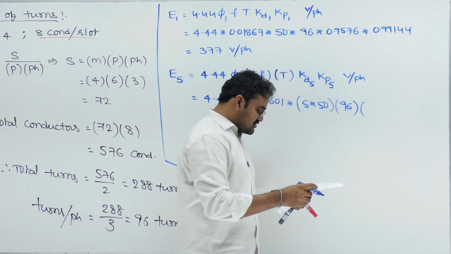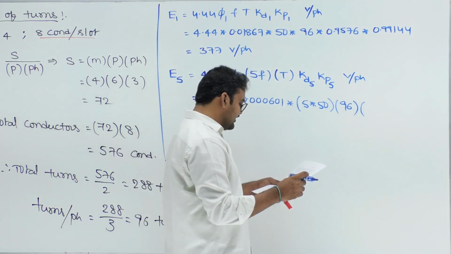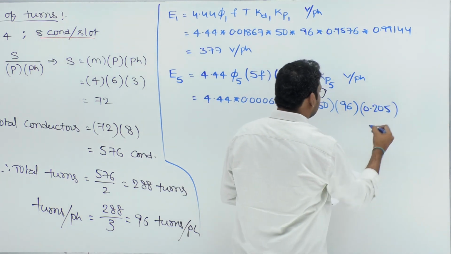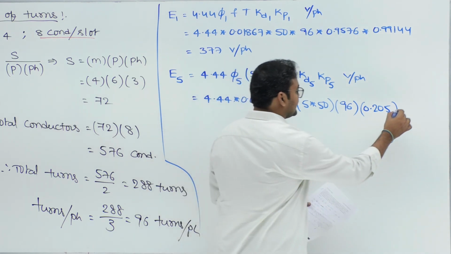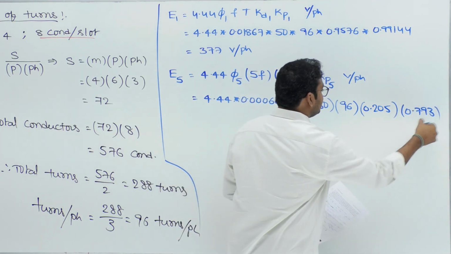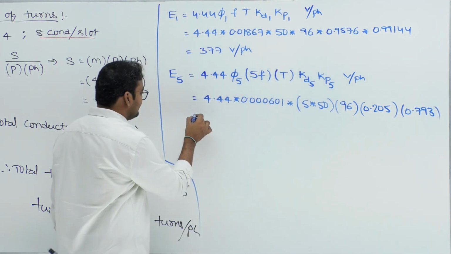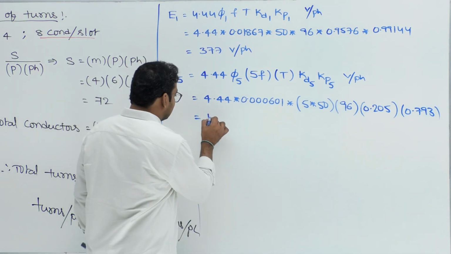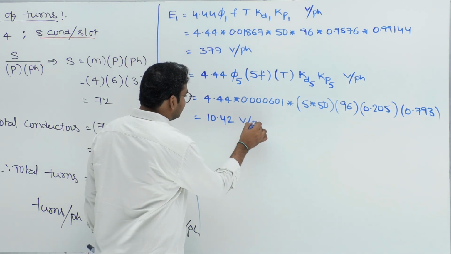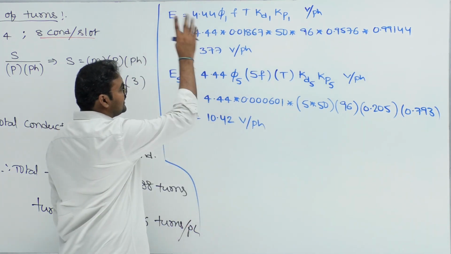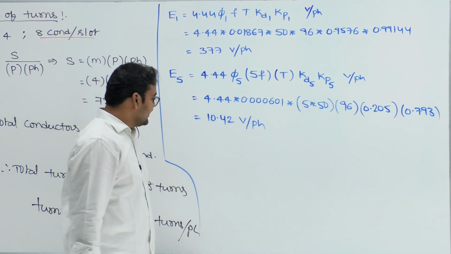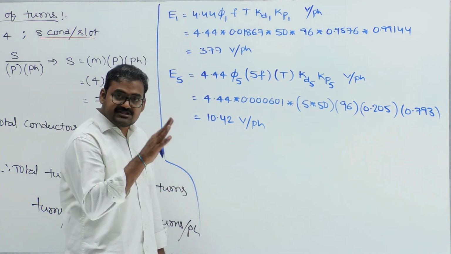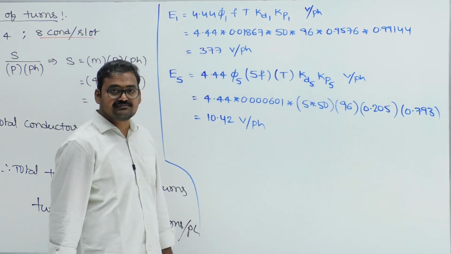What is the distribution factor for the fifth harmonic component? It will be equal to 0.205. Pitch factor we also calculated, 0.793. If you do the entire calculation, you will get the fifth harmonic EMF per phase and it will be 10.42 volt per phase. You see here, fundamental EMF is 377, fifth harmonic EMF is just 10. So harmonic voltages reduce as the order increases.